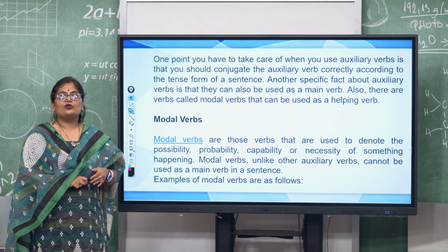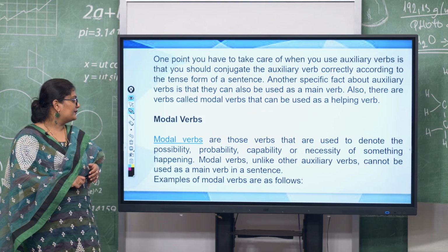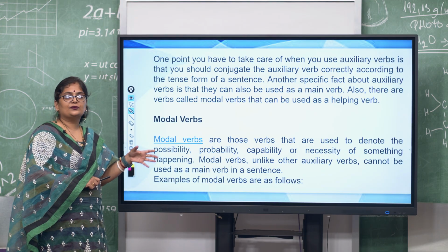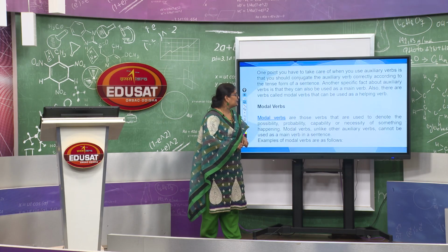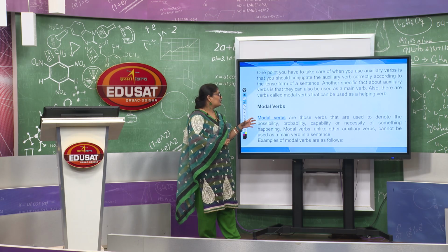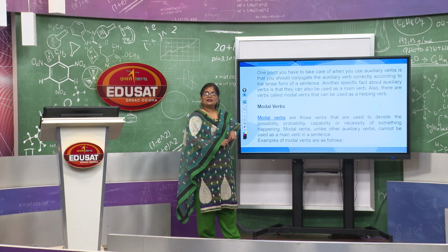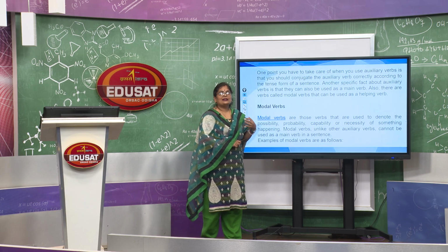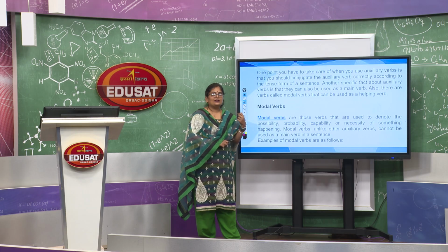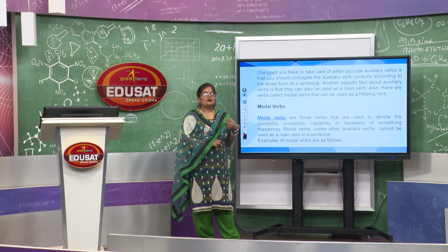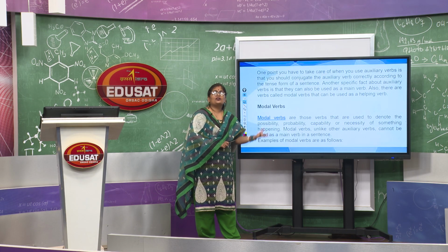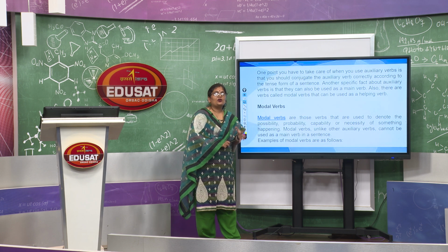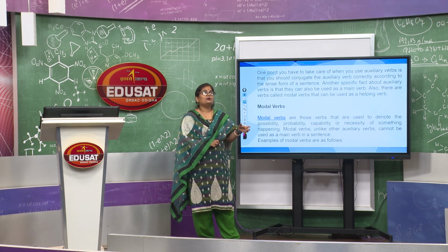Let us see how we define modal verbs. What is a modal verb? Modal verbs are those verbs that are used to denote possibility, probability, capability or necessity of something happening around us. Modal verbs, unlike other auxiliary verbs, cannot be used as a main verb within the sentence.